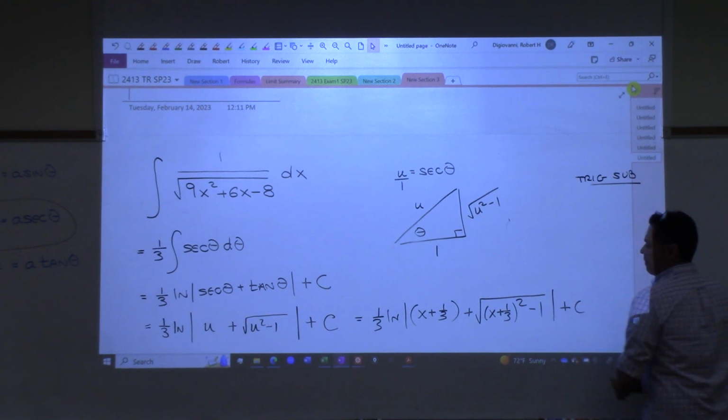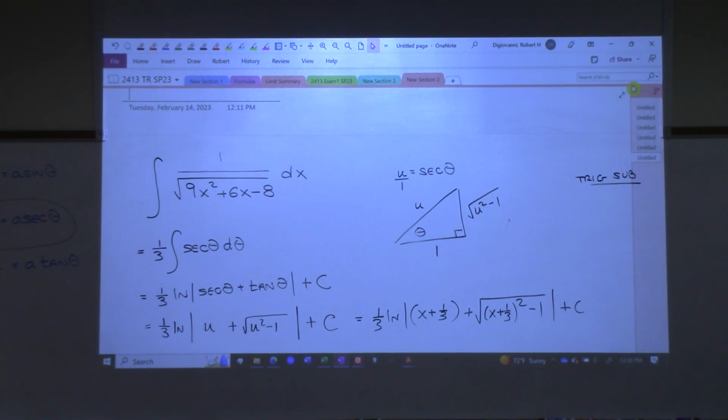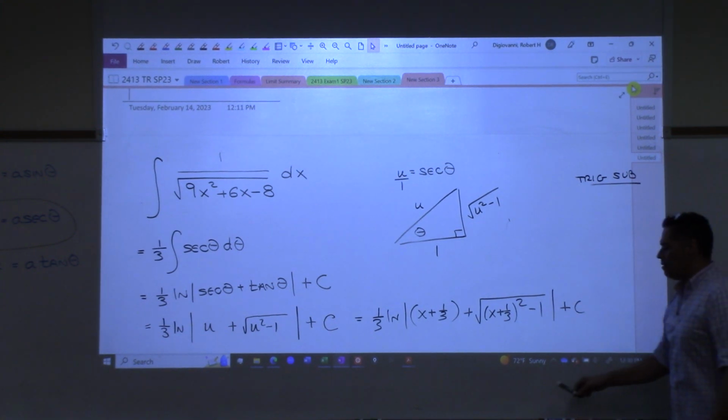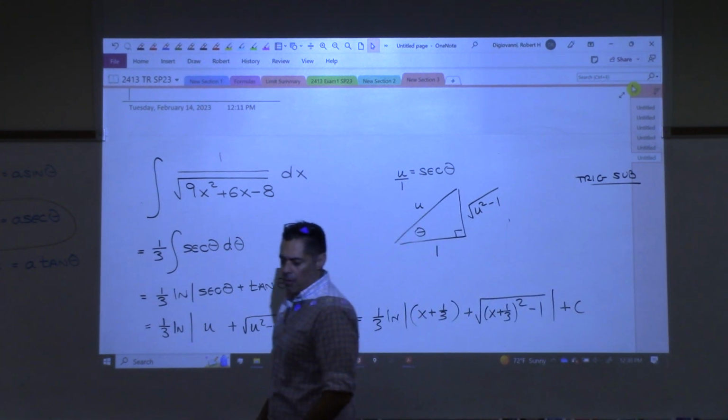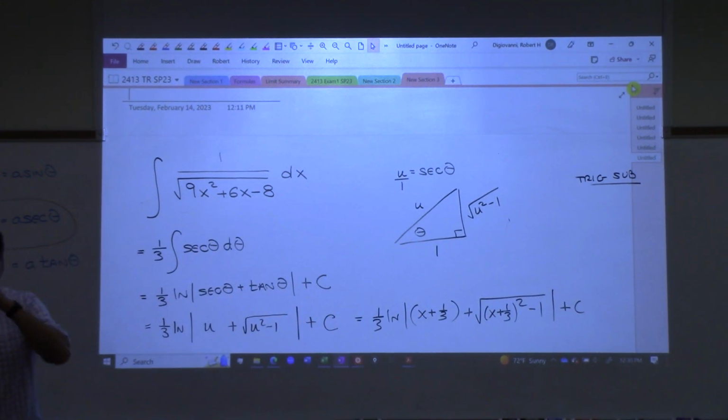Okay, so when you do the u sub, you have to rewrite it back in terms of x. You've got to get your integral back in terms of x. Whatever variable your integral starts with is what it has to end with. Your answer has to be in terms of x.